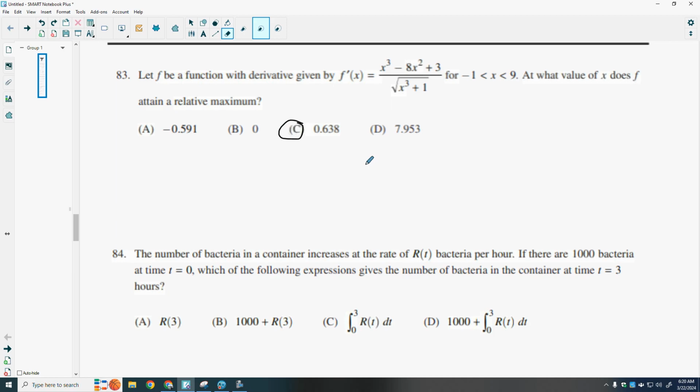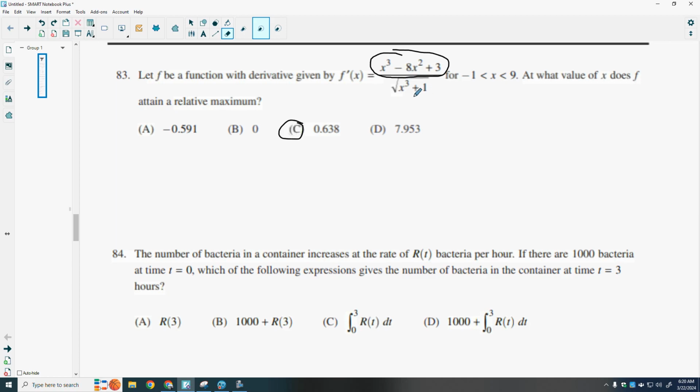Otherwise, what do we need to do? What if I want to solve it algebraically? So then I want to know, where's my derivative 0? A fraction is 0 where the top is 0. So all I care about is when will this be 0? Don't care about when this is 0. We can see it's a -1, but I don't care about that.